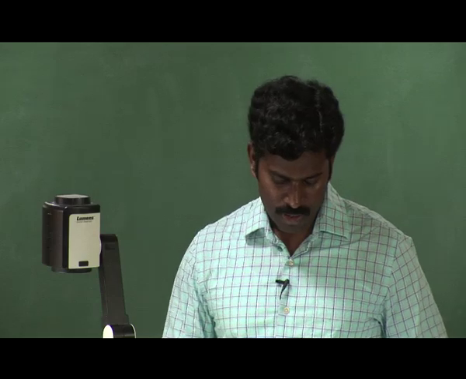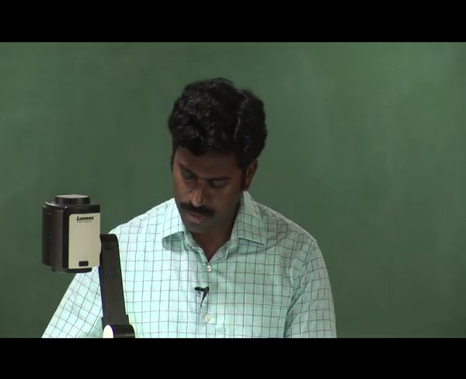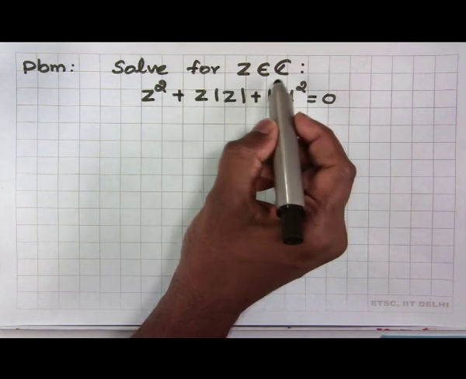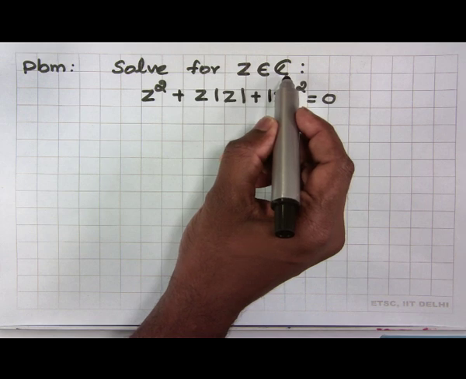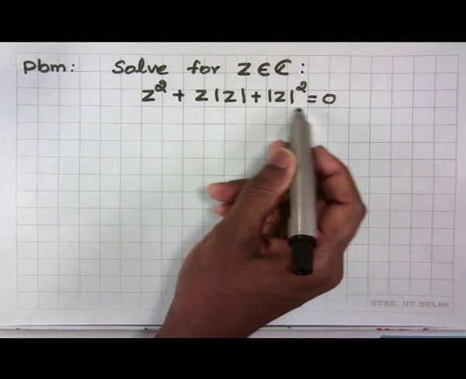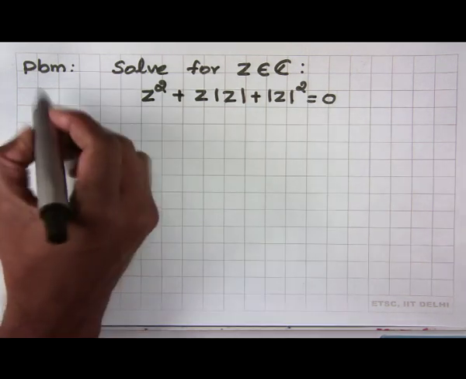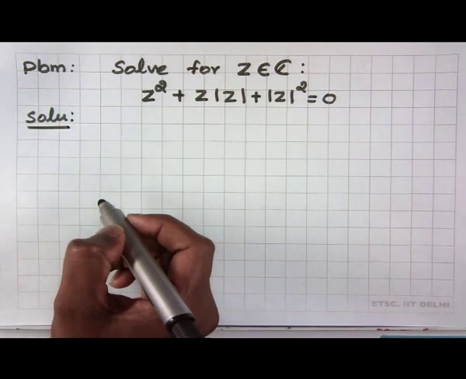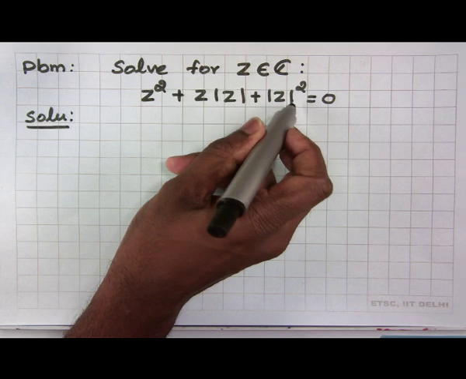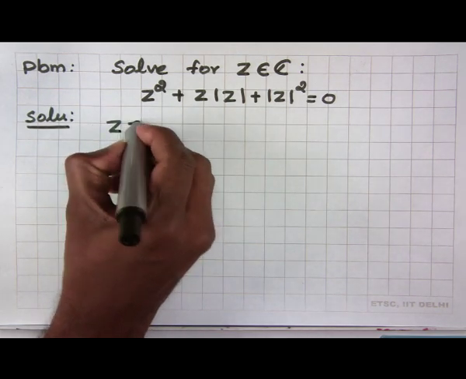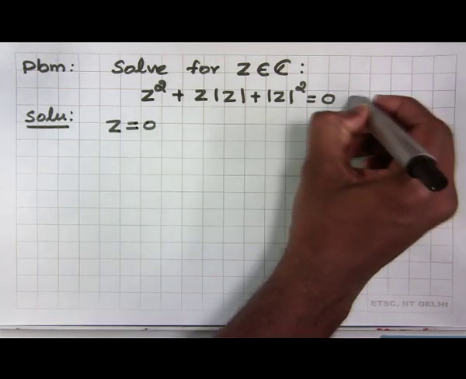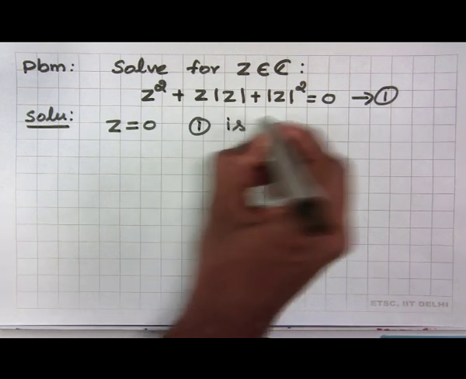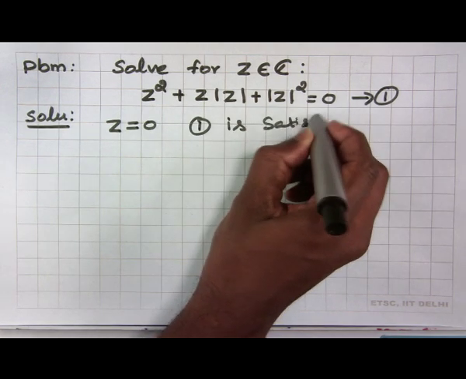Let us try to discuss a problem which is slightly different. We would like to ask what are all the complex numbers which satisfy this equation. The moment we see this, if we take z equal to 0, the equation is satisfied, which is a trivial solution.